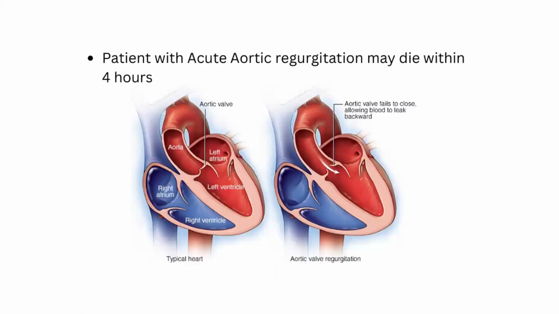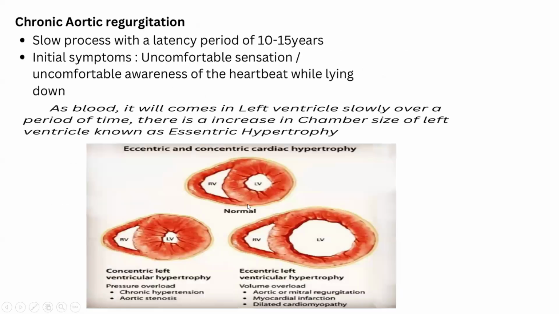Now, a patient with acute aortic regurgitation may die within 4 hours because it's an acute presentation where there can be cardiogenic shock and dyspnea, as I told you. They can die within 4 hours because the blood from the aorta is not going ahead, it's all coming back. Now, we need to understand chronic aortic regurgitation.